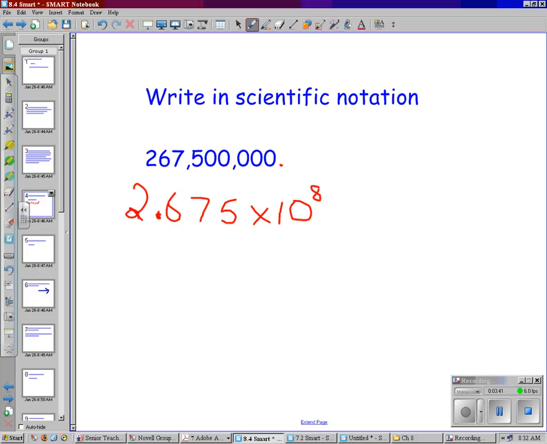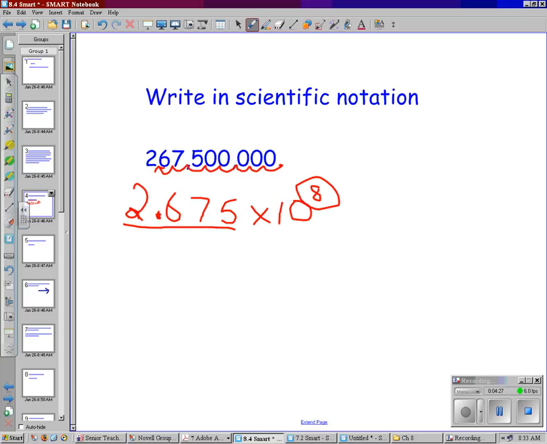Alrighty, so she picked up her decimal point, which is sitting on the right-hand side, even though we can't see it, and moved it 1, 2, 3, 4, 5, 6, 7, 8 places until she now has a number that's between 1 and 10. 2.675 is somewhere between 1 and 10, times 10 to the however many places she had to move the decimal point to the left. Is this number that we started out with bigger or smaller than 1? Bigger. Thus, when we start out with a large number, a number bigger than 1, and we write it in scientific notation, we will always have positive exponents.